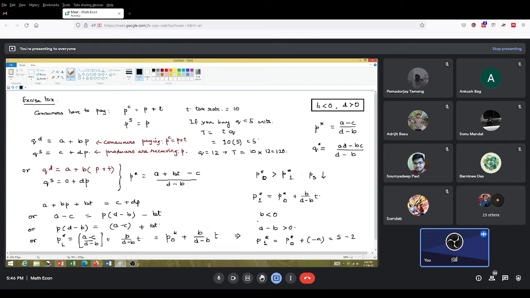What is this P that I've derived? This is the price that the suppliers are getting. See over here, producers are receiving P. But what happens to the consumer price? Sir, what is actually P star 1 that you have written there? Is it the consumer price?